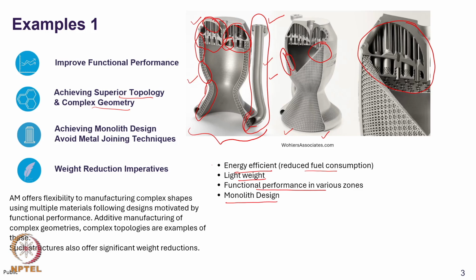This example shows that AM offers flexibility to manufacture complex shapes. It offers application of various materials in various parts of a large structure. It offers complex topologies and geometries. Overall, we have a more efficient and lightweight engine casing.